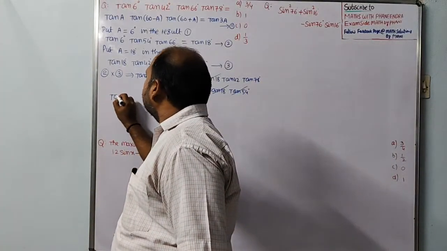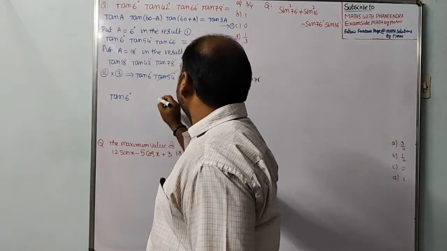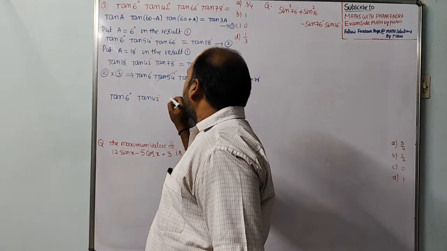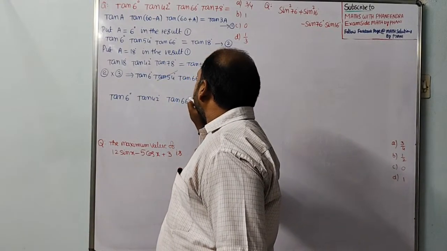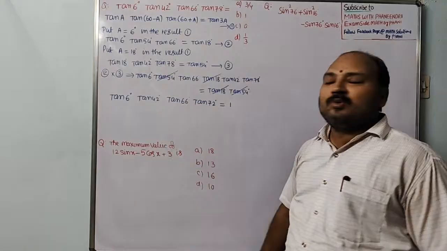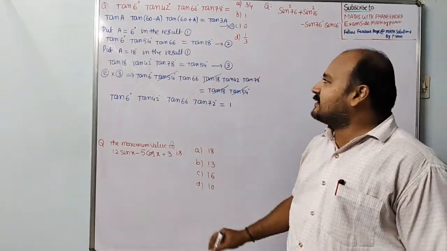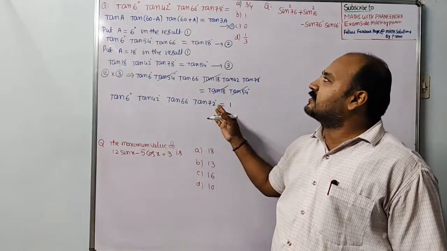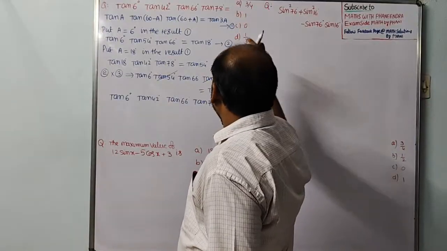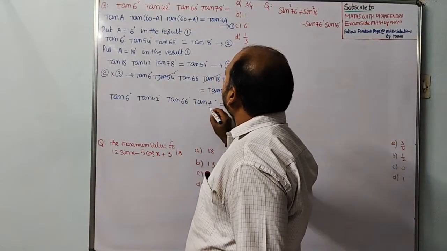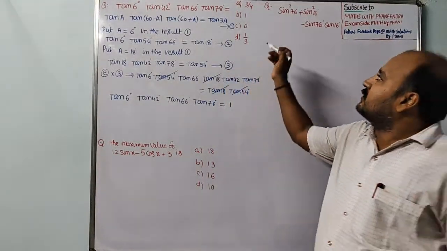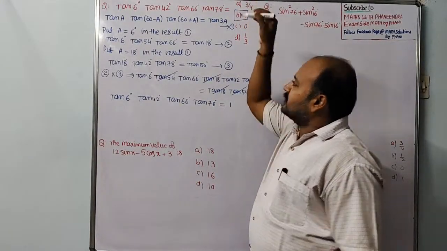So the remaining terms, tan 6 degrees, tan 42 degrees, I'm writing in the order, tan 66 degrees and into tan 78 degrees is equal to 1. That's what they are asking, no? Tan 6 degrees, tan 42, tan 66, tan 78. Sorry, here not 72, it is 78, is equal to 1. So your answer is the second option, dear students.